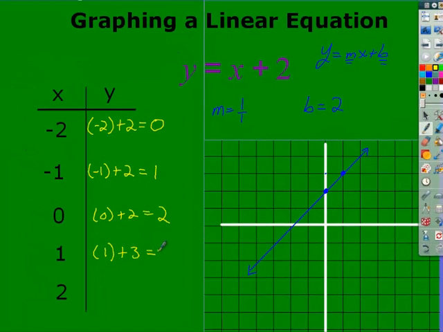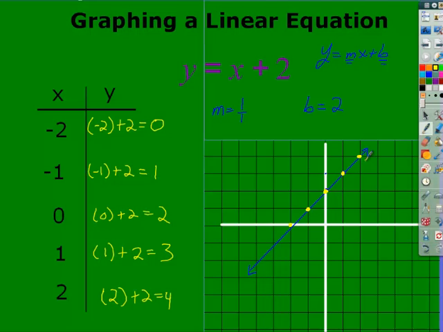Plug in a 1, we're going to get 3. Plug in a 2, and we get 4. Now, if we plot this, if I did my line properly, I should be really close to what I already have. So at negative 2, I should be at 0, which is right here, which is just off my line. At negative 1, I should be at 1, which is on my line. At 0, I should be at 2, which is on my line. At 1, I'll be at 3. And at 2, I'll be at 4.